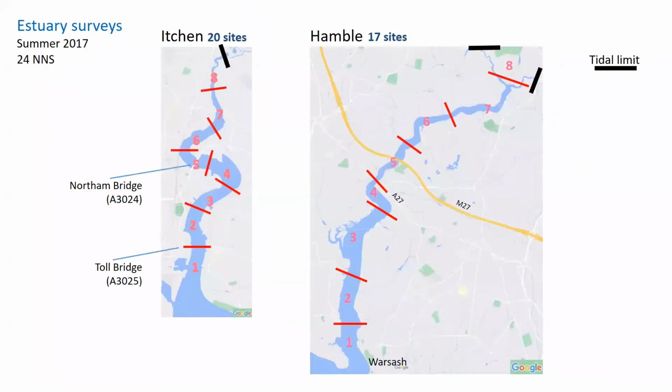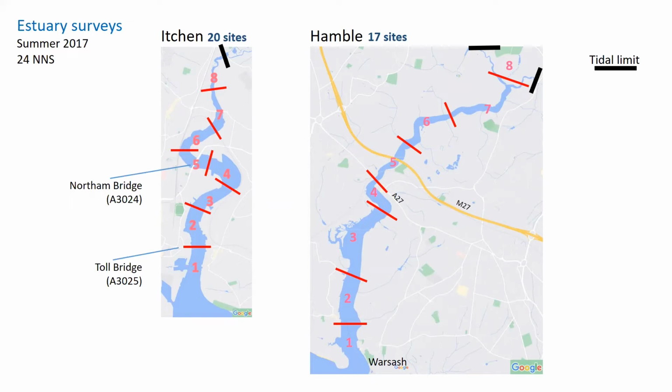So what we did was we visited both of these estuaries essentially as pedestrians. So we accessed sites that we could by going down and getting access to the shore at low tide, or by going on jetties or floating pontoons, which, for instance, would be in marinas. And the number of sites we surveyed is shown there: 20 in the Itchen, 17 in the rather longer Hamble.